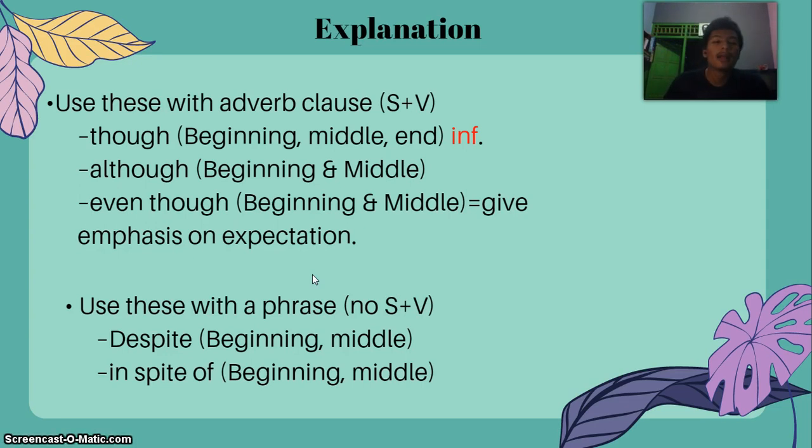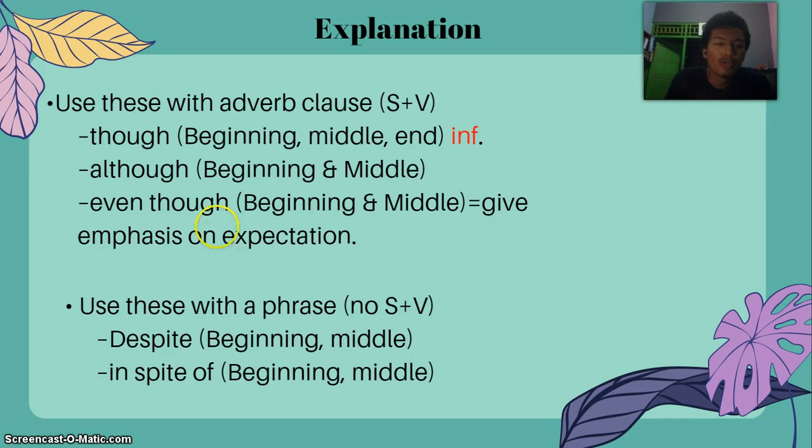So guys, to use though and despite, etc., you must use their pair. For though, although, and even though, you must use an adverb clause. And if you want to use despite, you have to pair it with a phrase. So what is a clause and what is a phrase? A clause is a group of words which consists of subject and verb, and a phrase is the opposite of it. A phrase is a group of words that do not consist of subject and verb.